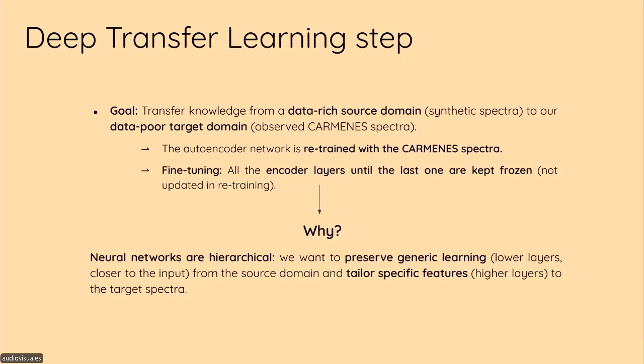And why do we do this? Because, as I said at the start, neural networks are hierarchical. So what we want to do is to preserve the generic learning from the source domain, which is stored in the lower layers of the trained autoencoder networks, which are the layers closer to the input. But we want to tailor the specific features, which are stored in the higher layers, the largest layers, to the target spectrum. We want to preserve the generic learning of the data-rich source domain, but tailor the specific features to our target domain.